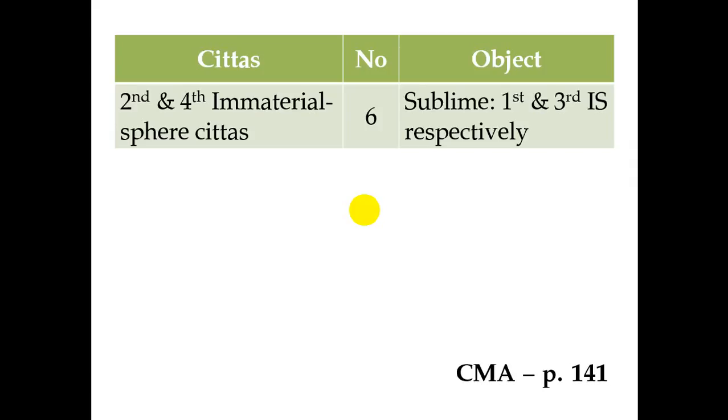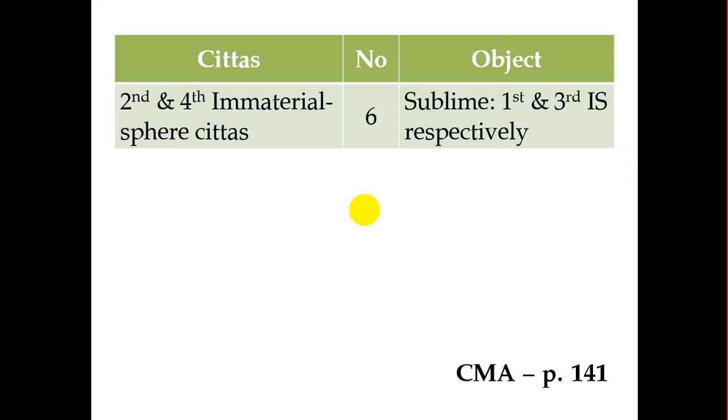So sublime object means we have 27 sublime Cittas, right? 27 sublime Cittas: 5 material ones and 12 immaterial ones. Among the 12 immaterial Cittas, we have 3 second immaterial Cittas and another 3 fourth immaterial jhana Cittas, altogether 6. So these 6 take sublime object. To make it exact, the second immaterial jhana Citta will take the first immaterial jhana Cittas.